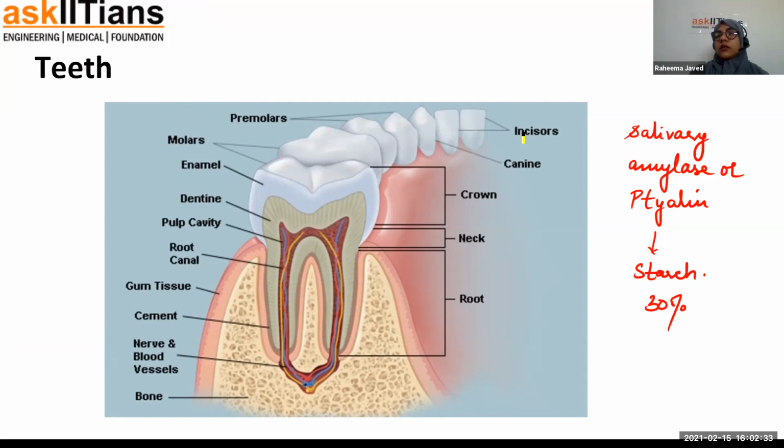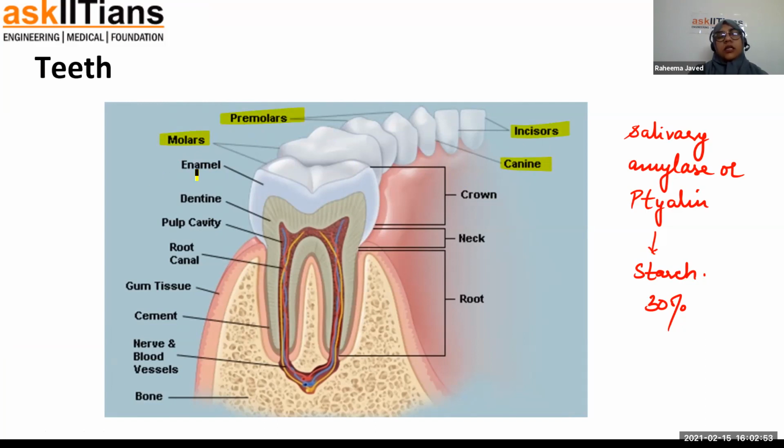Incisors, canines, molars, and premolars. Molars and premolars are basically grinding teeth. Canines are tearing type of teeth, and incisors are for biting. These are the four types of teeth.